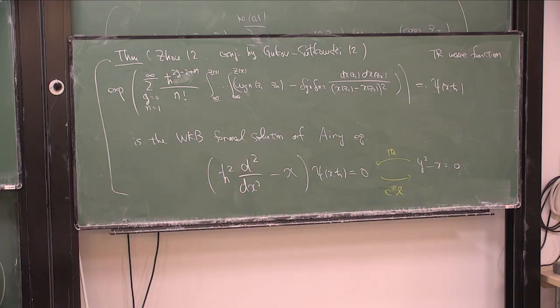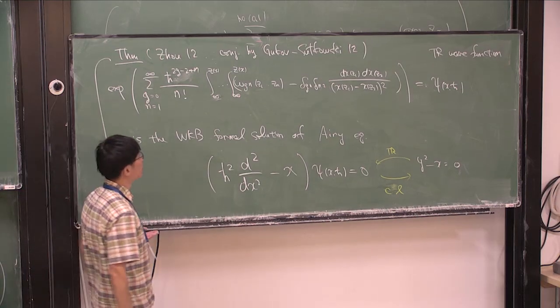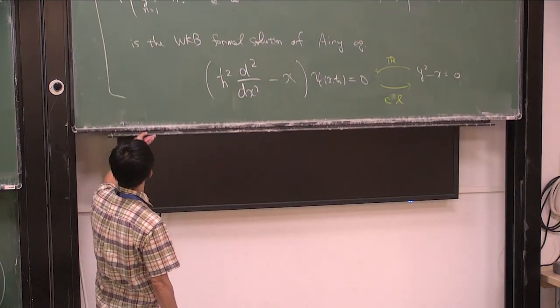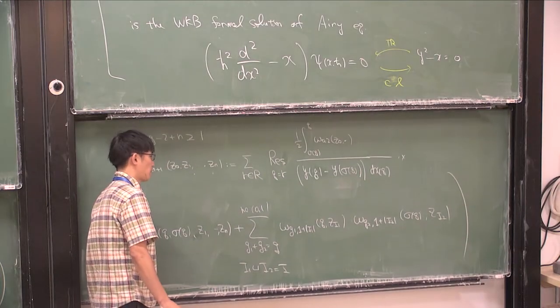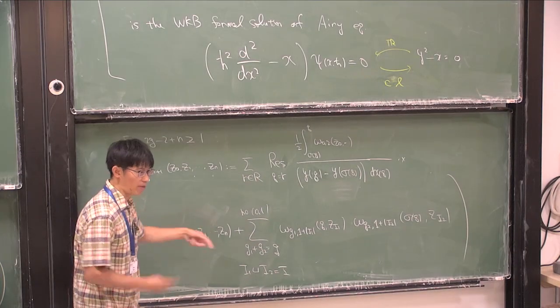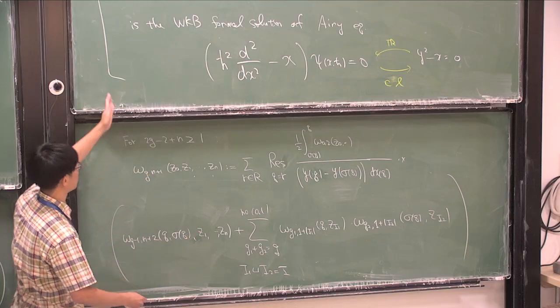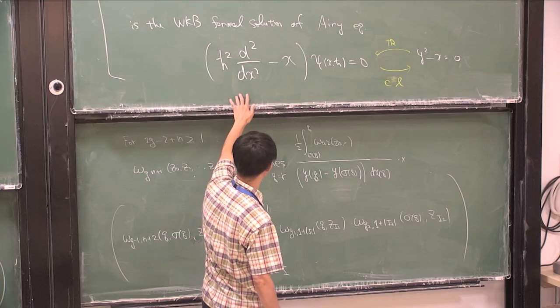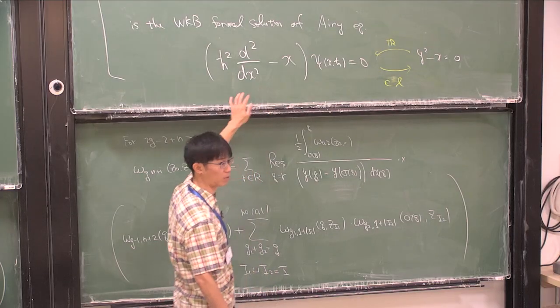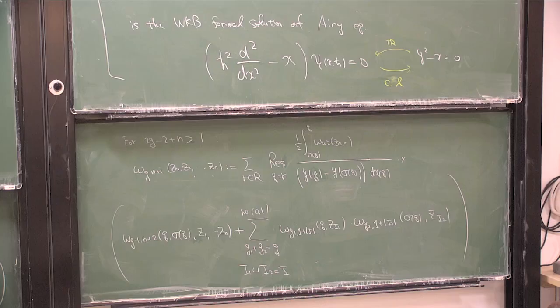Actually, this gives a relation between topological recursion and differential equation. I do not have time to give a proof, but basically you can translate this topological recursion relation into the recursion relation for the coefficients of this WKB expansion, and it indeed agrees with the WKB recursion coming from this Schrödinger equation. And this happens in many examples.